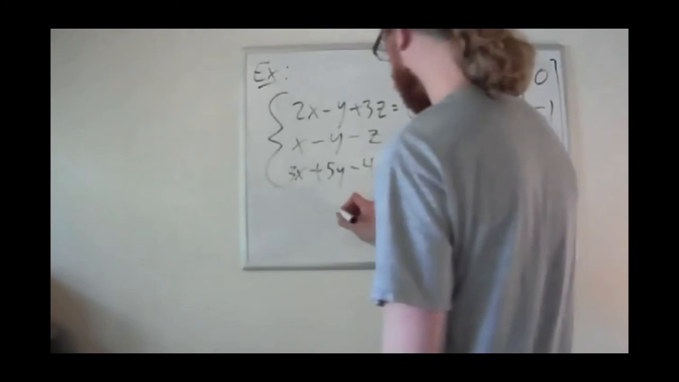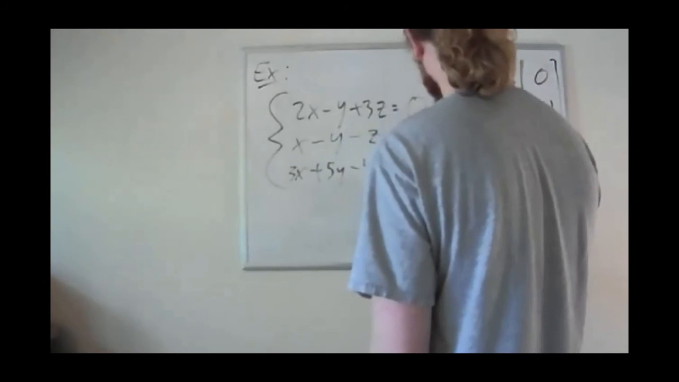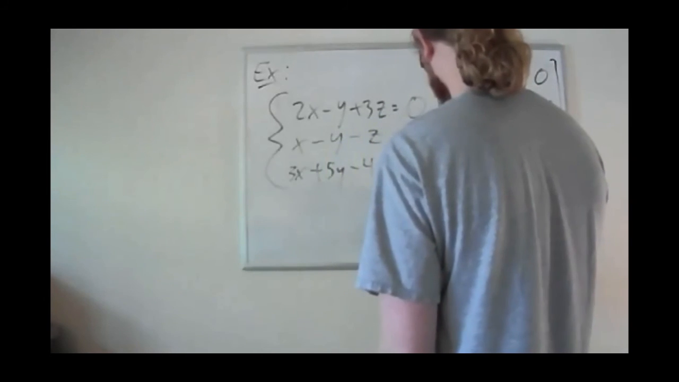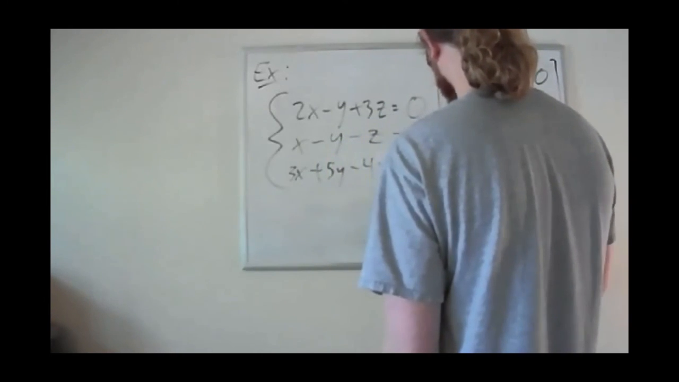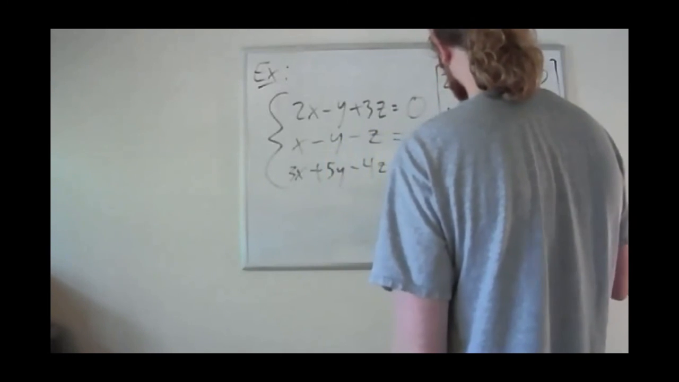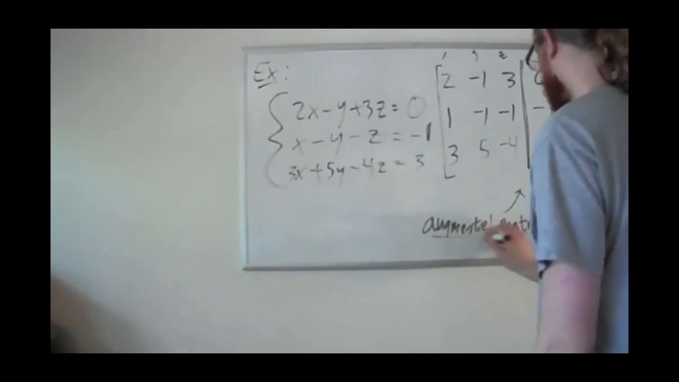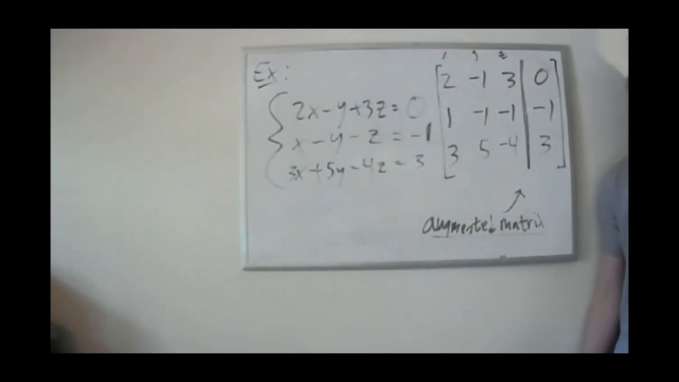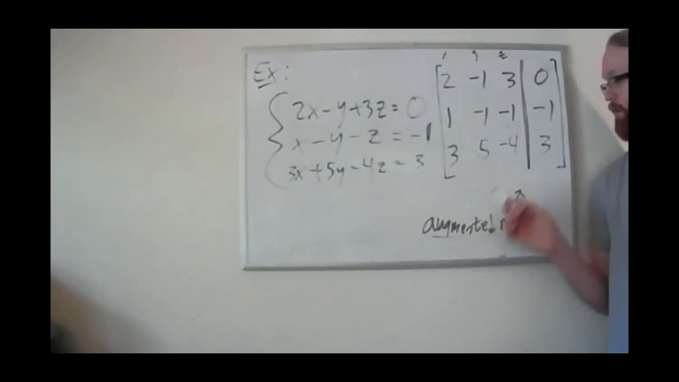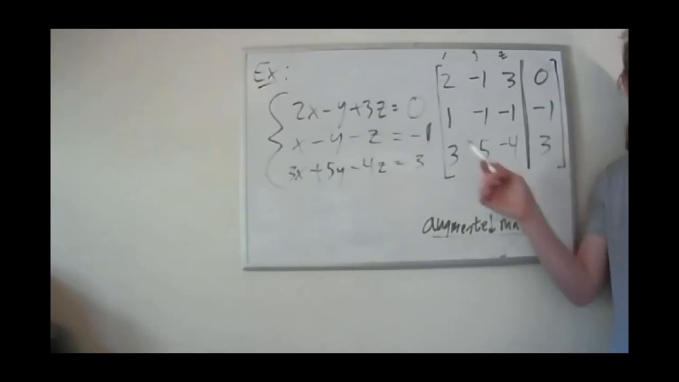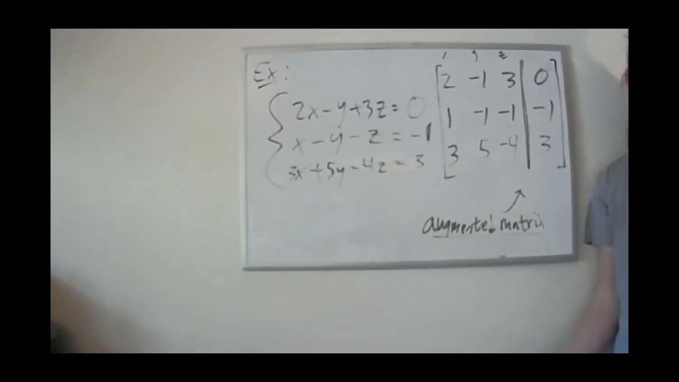And just so you know the words, this is called an augmented matrix. So whenever I write down a matrix from a system of equations, we just call it an augmented matrix. So if I have this bar here, corresponding to the system of equations, I might use the word augmented matrix. Your book will use this word. So that's all that means.